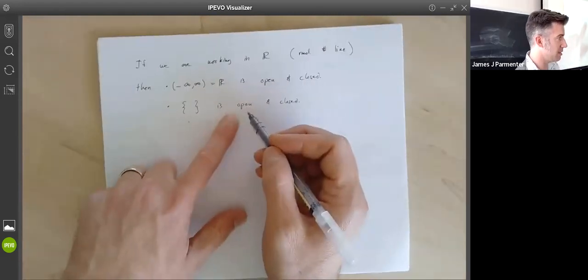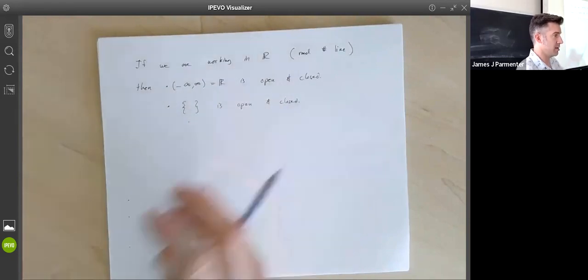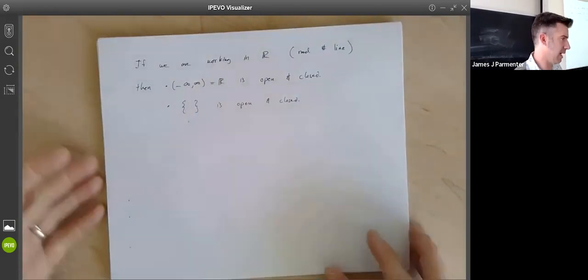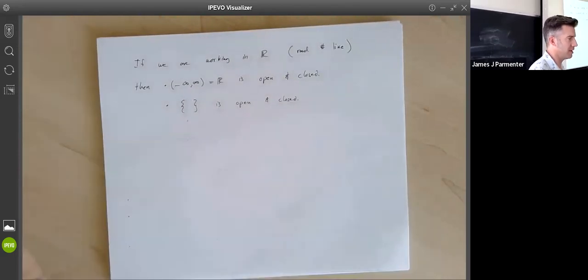It's open because for every point in it, there's an interval around it that's also contained in it. And that's true because there are no points in it. So for every point in it, great, there aren't any. You can find a circle around it that's still in it. Sure, there's nothing in it. I can do it. It always feels kind of wrong to say that.